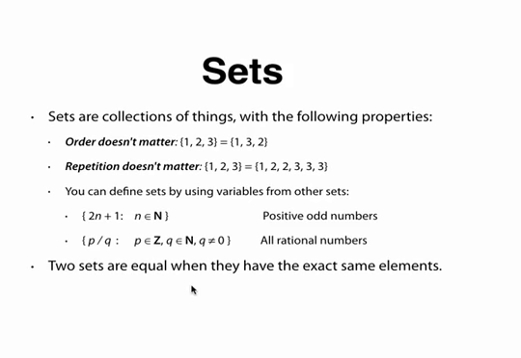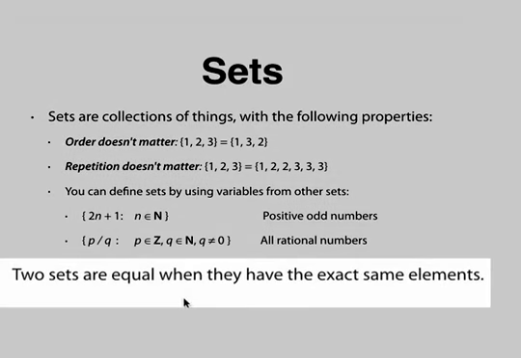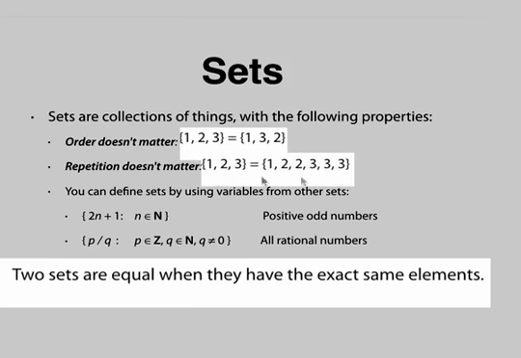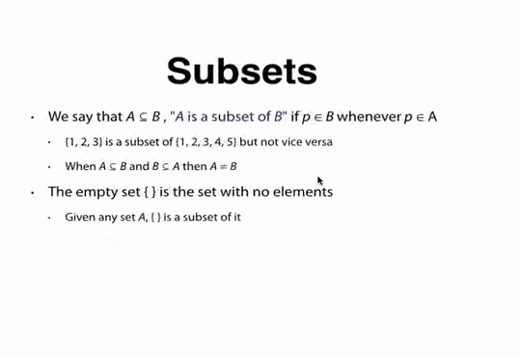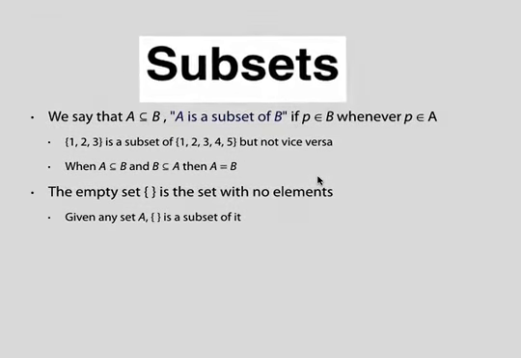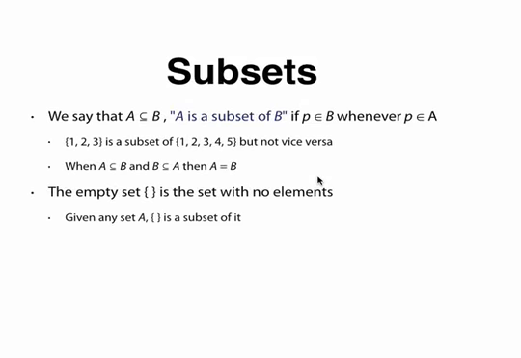Okay, so basically 2 sets are equal when they have the same exact elements. That's when we say they're equal. So these 2 sets are equal because order doesn't matter, and these 2 sets are equal because repetition doesn't matter. That's the way it works. Let's talk about what a subset means. Subset is a simple concept. It's what you would normally expect.